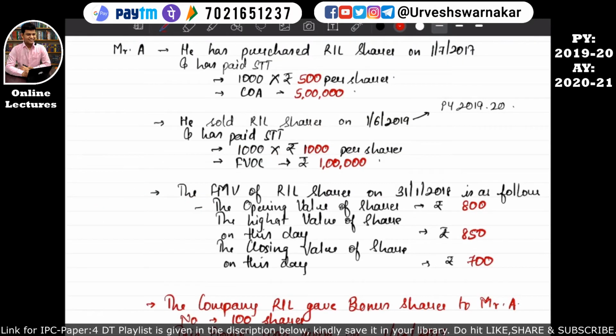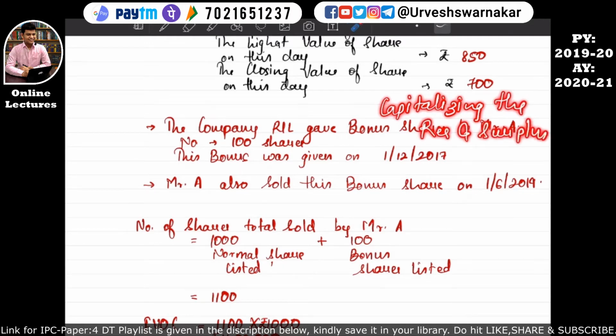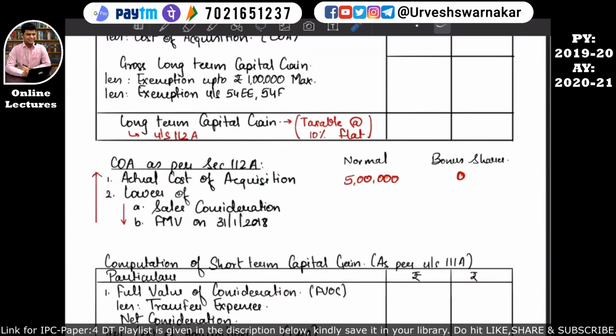Because in the question they have not given any detail. They have just simply said that the bonus shares are issued to our assessee, that is Mr. A, and bonus shares are just a way of capitalizing the profits, that is reserves and surplus. So the cost of acquisition of this 100 shares is 0 for Mr. A. I hope you all have understood this part.